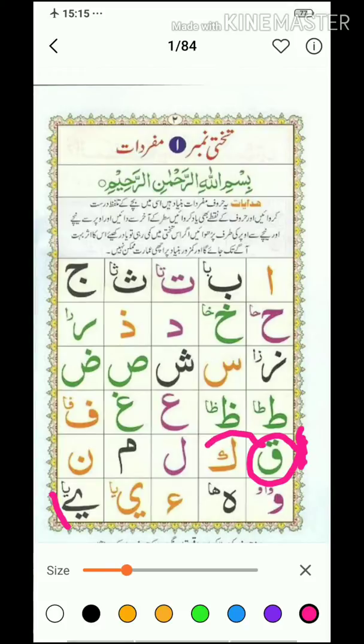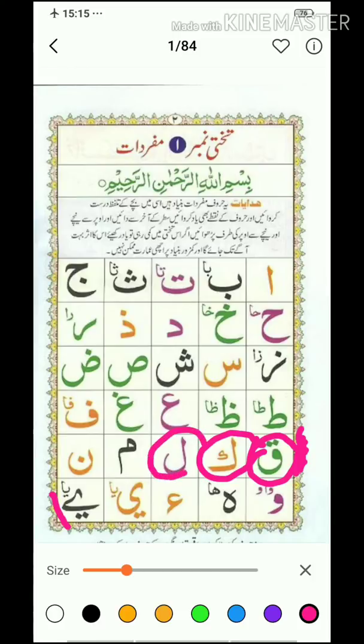The very next letter after Qaf is Kaf. Like in English, there is a difference between K and Q. The same here: Qaf is with two dots, and the shape next to Qaf is Kaf. If we compare Kaf with English, we can compare it with K. The first one was Qaf, the second one is Kaf.